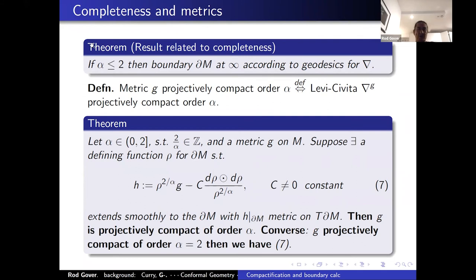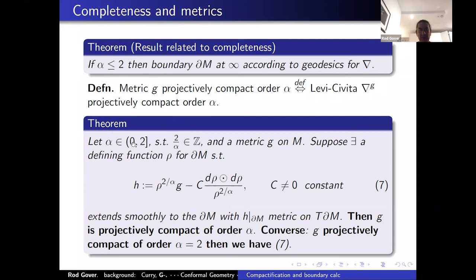Here are some results to try and get this to make sense in the same sense as conformal compactification. If alpha is less than or equal to 2, then the boundary is at infinity according to the geodesics. That's a property that you want when you're doing a compactification: that the boundary is at infinity according to the geodesics for the connection that you're compactifying. If alpha is less than or equal to 2, that's true. And then a definition: we will say a metric is projectively compact of order alpha if and only if its Levi-Civita connection is. It's just an obvious thing.